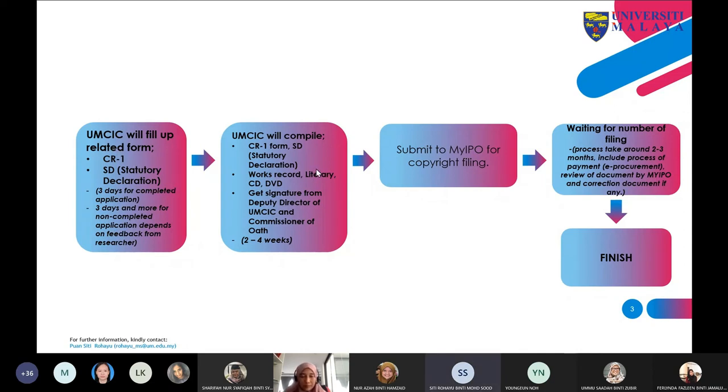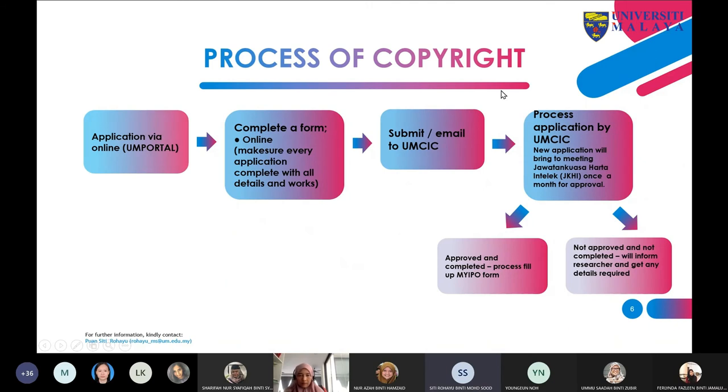I will explain about the process and flow about the copyright. This one, process of copyright. Applicant must apply online from the UM portal. After completing the form, make sure every applicant completes all the details and works, the final works. Make sure the final work is the last work, without any changes. Then after completing the form, the applicants can submit to or email the UMCIC.